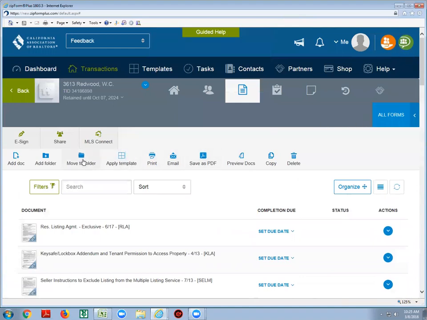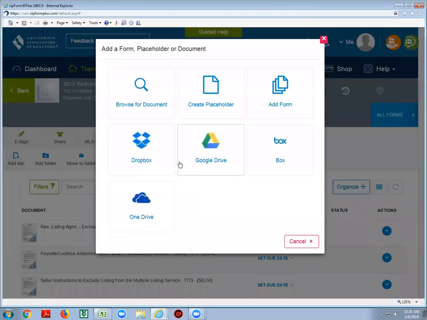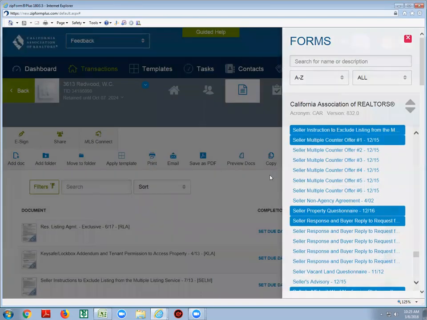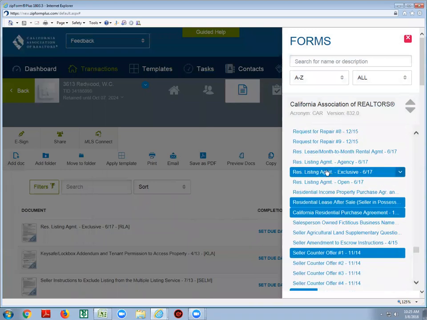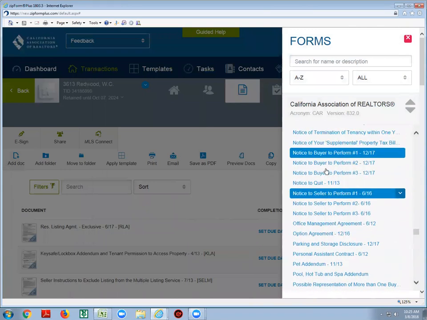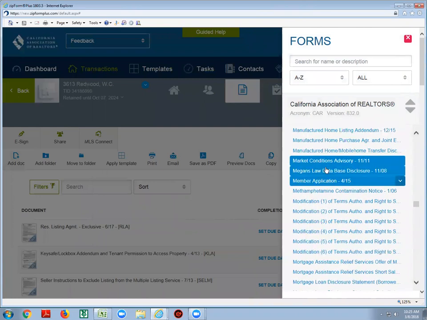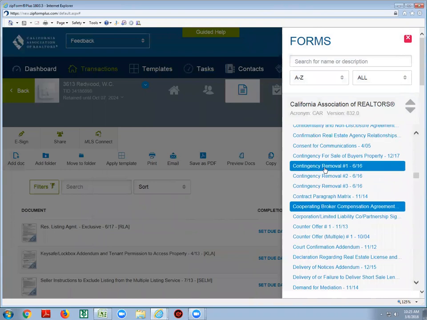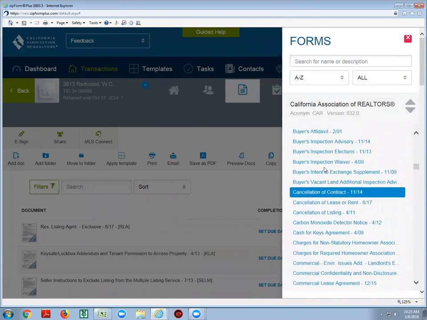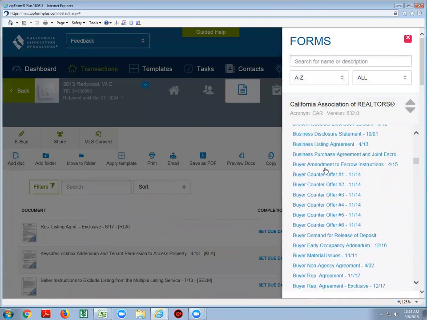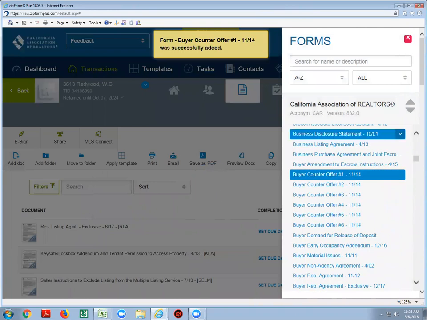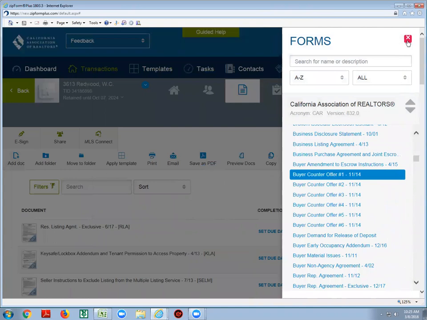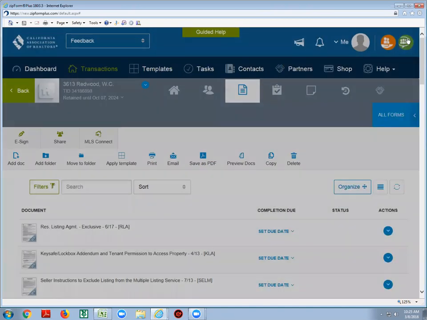Adding a form. Add a doc. Adding form. It should be looking at buyer's counter, not just counter offer. I don't know why the old form is still living inside our library, but sometimes they're confused. Buyer's counter number 1. Here we go. All right. Close it.